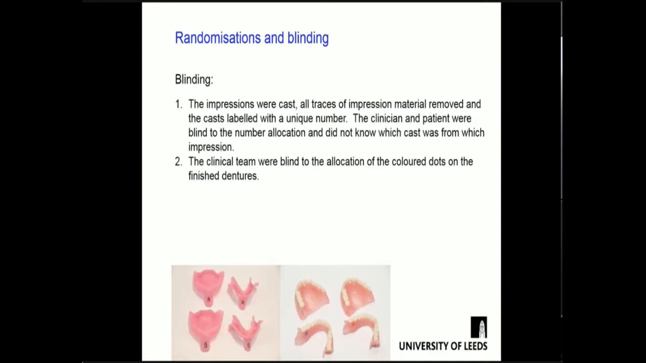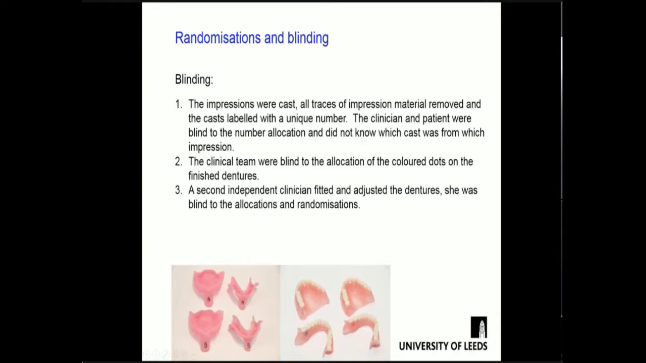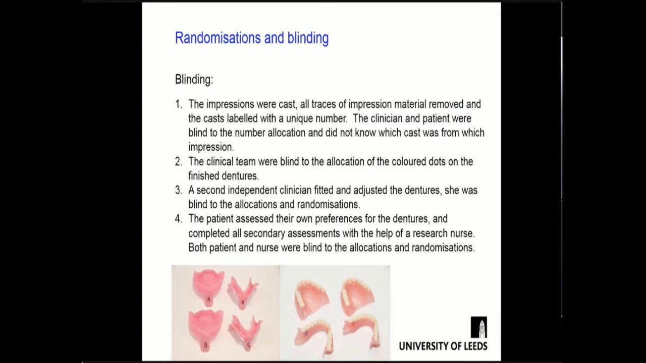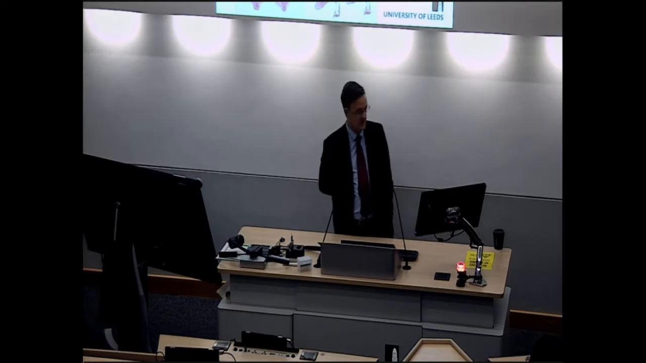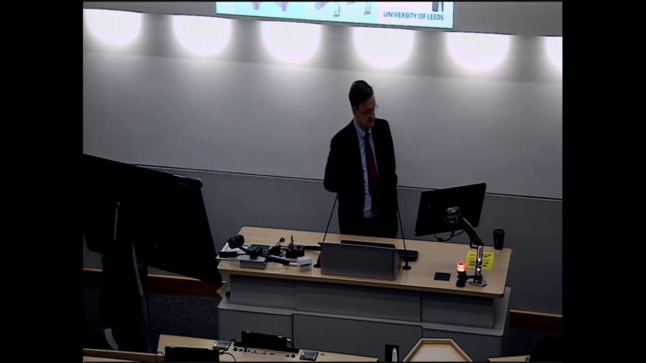There was a dentist who took the denture construction up to trying in and then stepped out of the research, and a new dentist and consultant colleague fitted the dentures, and she didn't know which denture was made from which material. The patient didn't know which denture was made from which material, and they were the deciders of the primary outcome. They chose which denture was best. They were blind to that choice. These things are important because they eliminate bias.